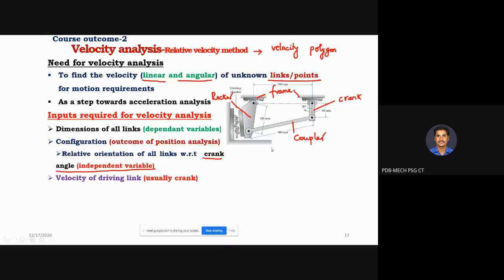Next, the third thing is the velocity of the driving link, which here is the crank. So the velocity of the crank should be known, that is, at what speed it is going to rotate. Either the speed is given as 200 rpm or 300 rpm, or in terms of some 20 revolutions per second. Any data related to the velocity of the driving link should be given. With this only, we can proceed to find out the linear and angular velocities of all the other links.